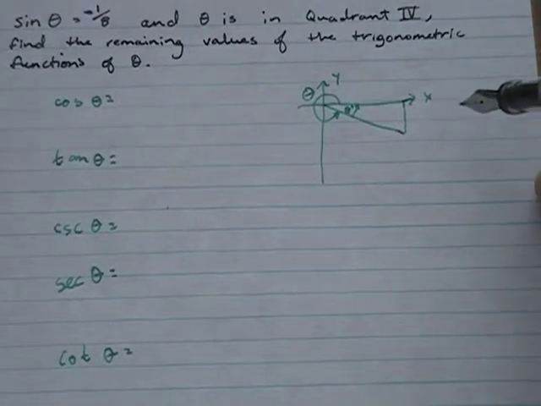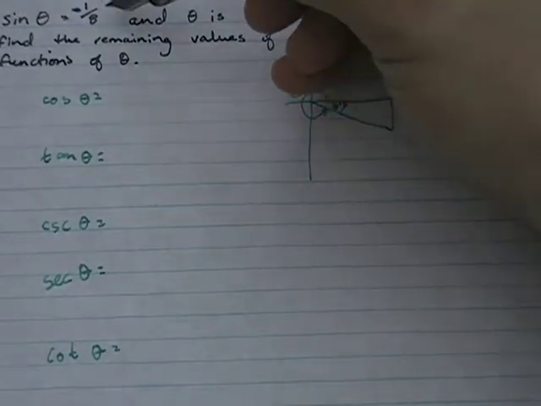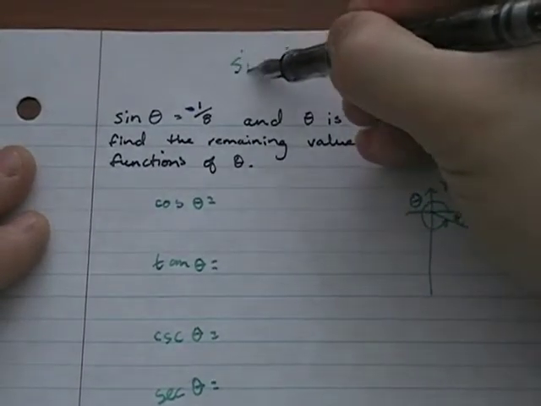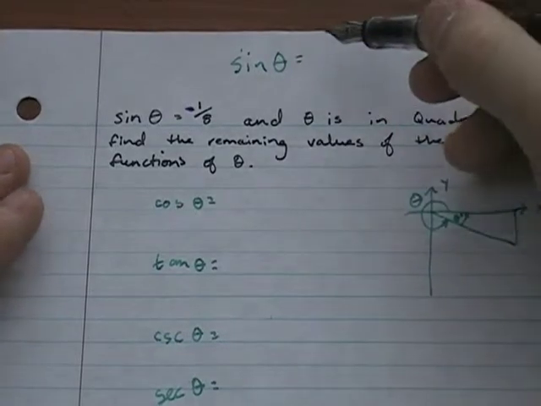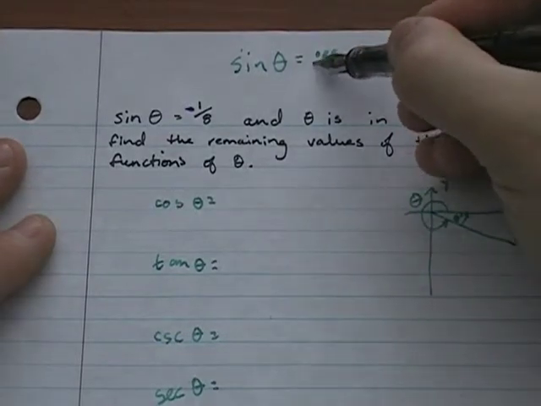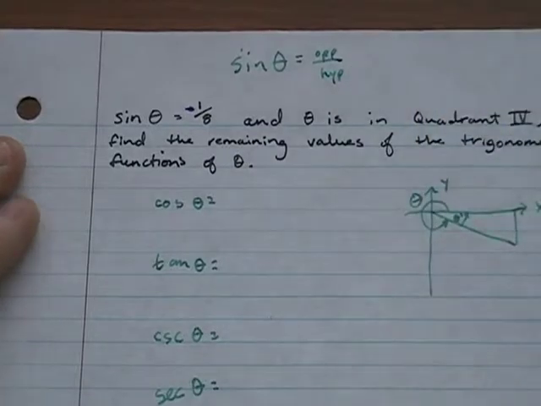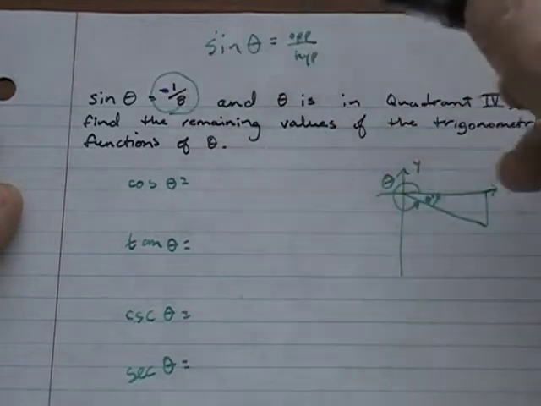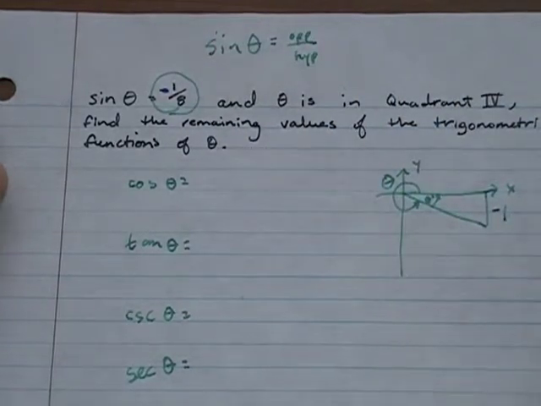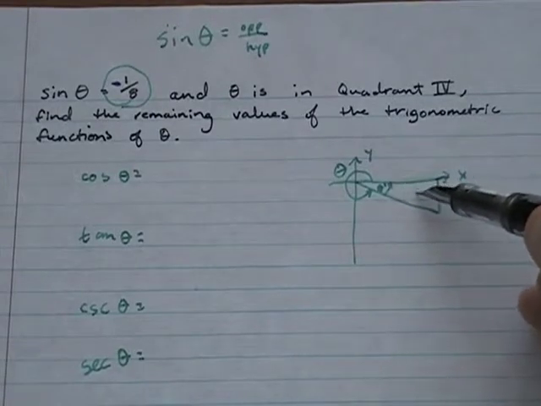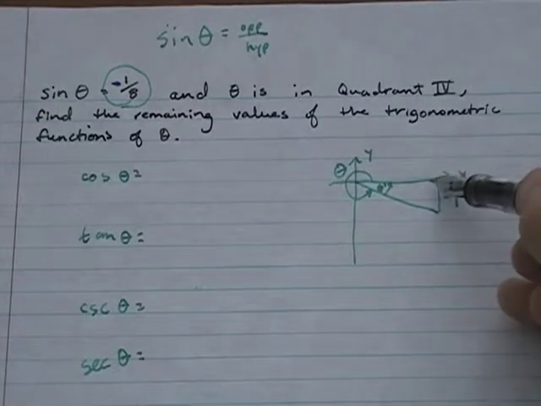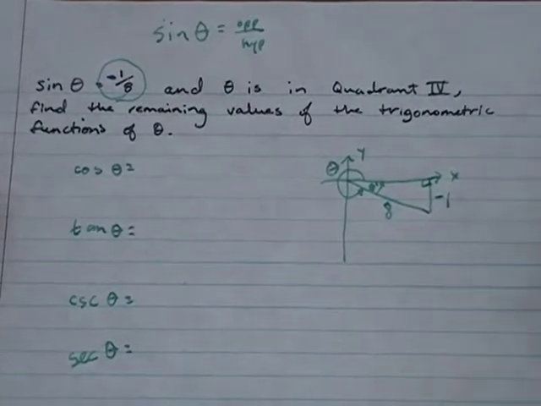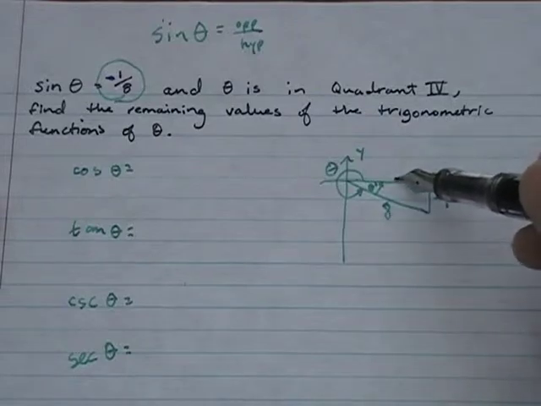Okay? So, with that said, what is the definition of sine of theta? I think that's really important. Sine of theta in a right triangle is opposite over hypotenuse. So this is actually telling me that the opposite side is -1. Opposite meaning it is across from theta, and the hypotenuse, being across from the right angle, is 8.